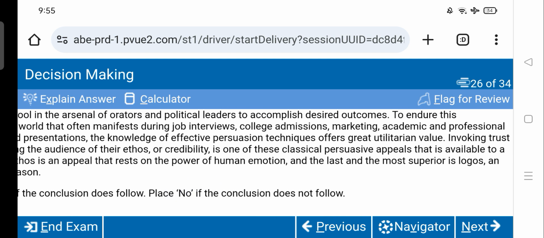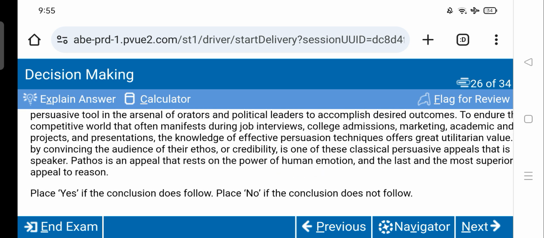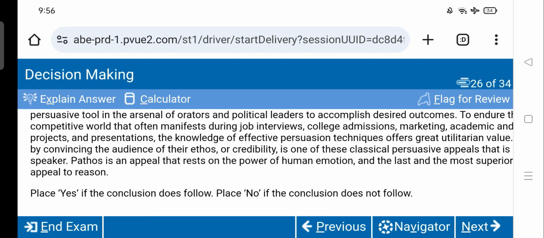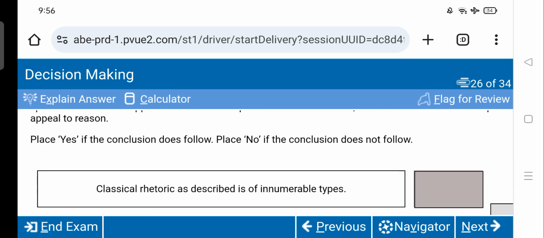Ethos is one of these classical persuasive appeals that is available to a speaker. Pathos is an appeal that rests on the power of human emotion. And the last and the most superior is logos, an appeal to reason. So place yes if the conclusion does follow and place no if the conclusion does not follow.